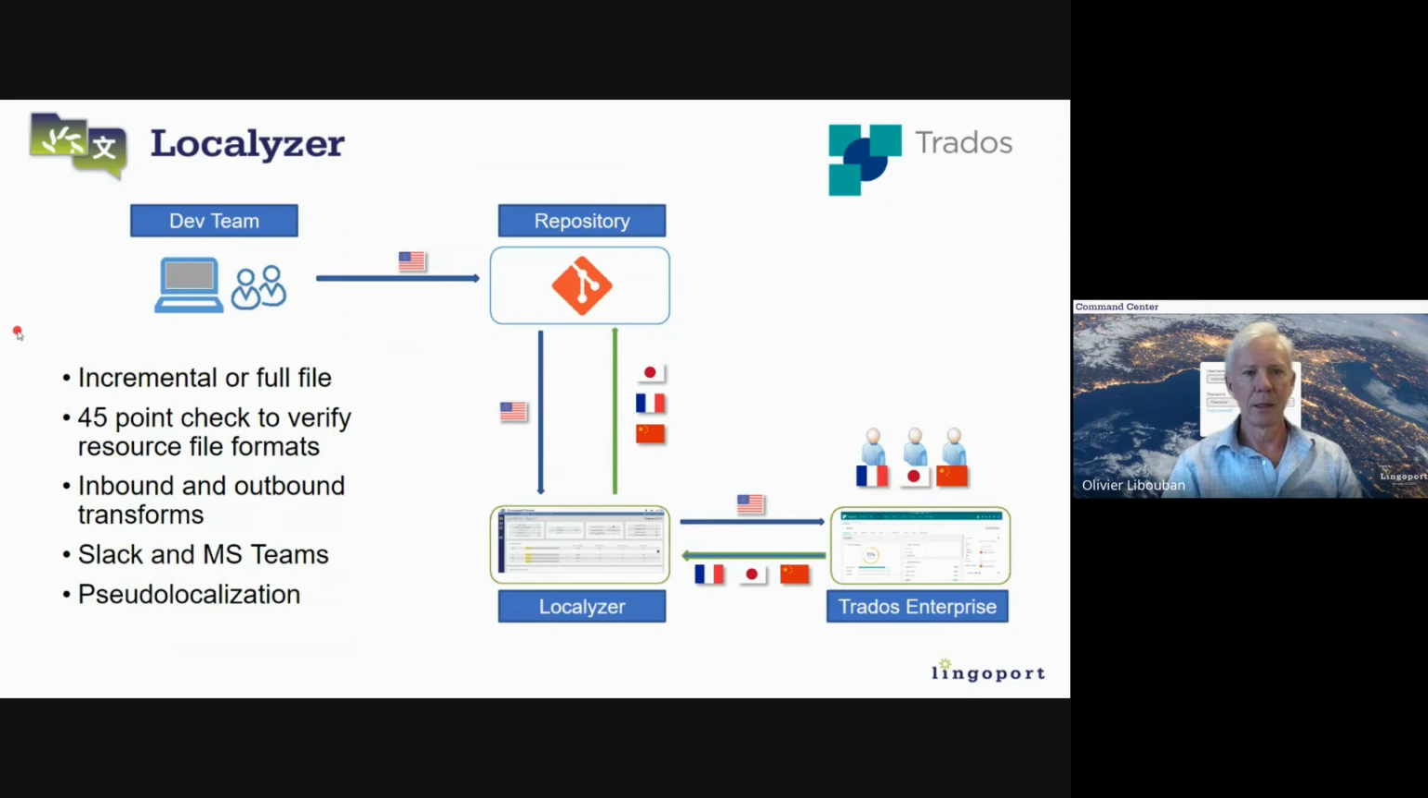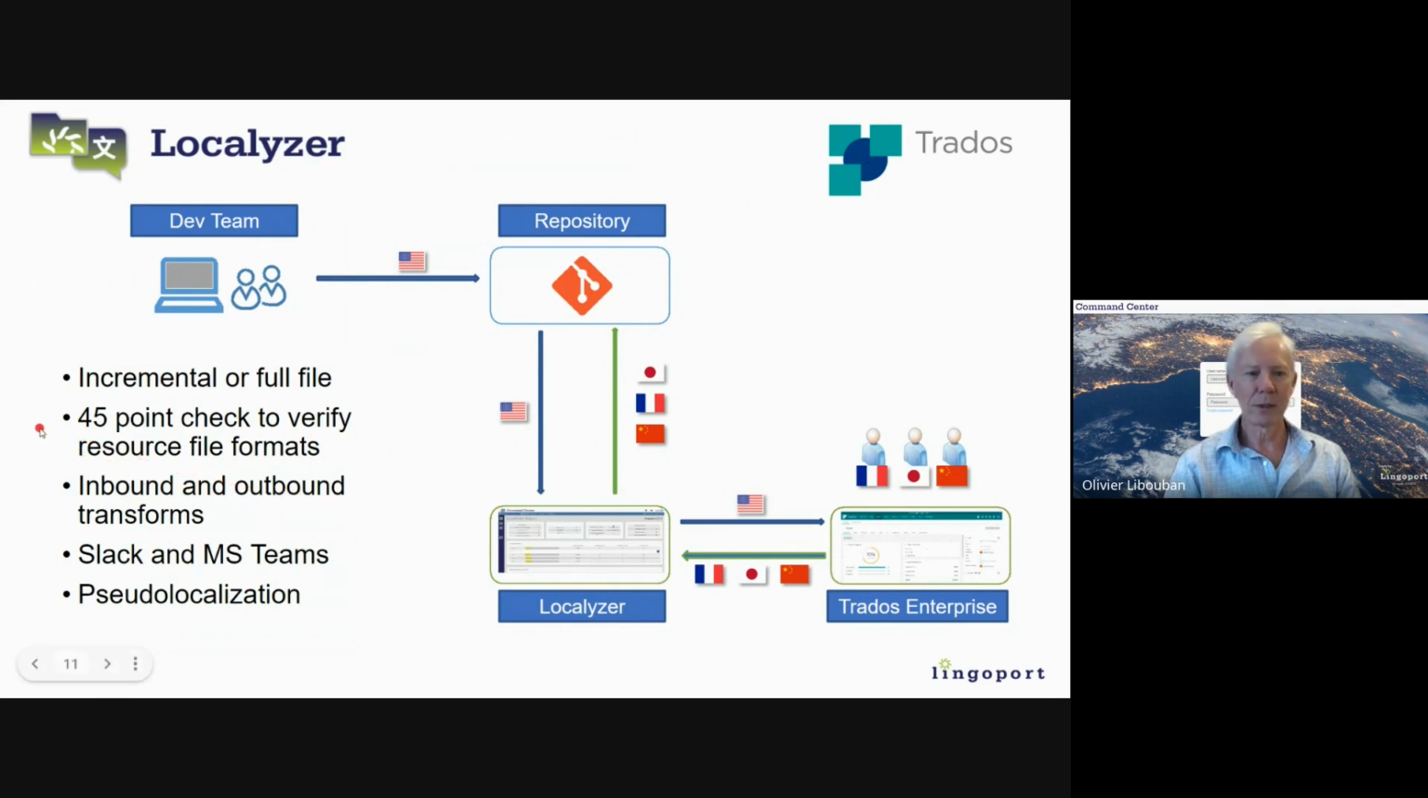As part of our partnership between Lingoport and RWS, in this session, we're going to demonstrate how Localizer and Trados Enterprise interact seamlessly. We will start with the development team, a simplified view of how they interact with the repository to push, in particular, resource files. Resource files are those files in the user interface that need to be translated for a global market. We will show how Localizer analyzes the files that have been created by the developers.